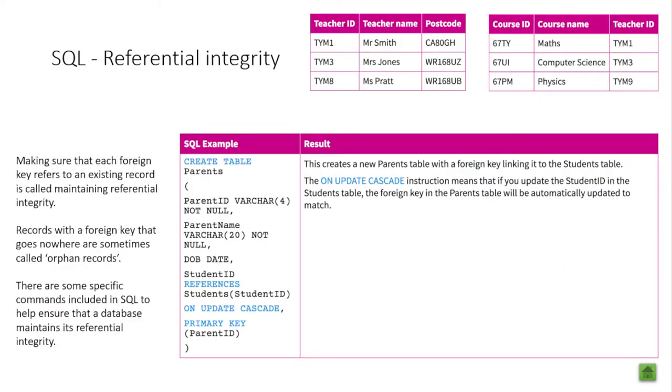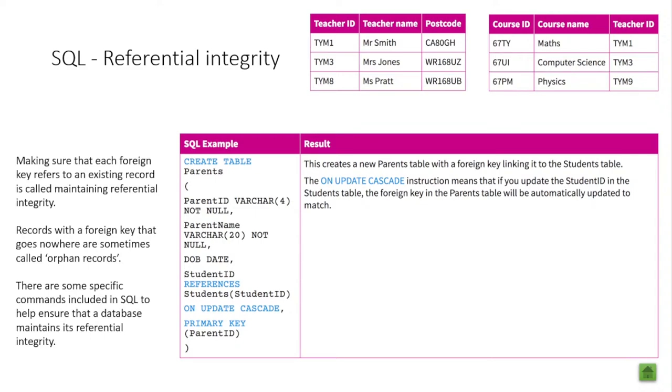Now, with these, referential integrity means that you have to create references. So making sure that each foreign key refers to an existing record is referential integrity. Yeah, referential integrity means it must be there. Records with a foreign key that goes nowhere are sometimes called orphan records. So if a foreign key doesn't have anything to connect to, it doesn't link the tables together.